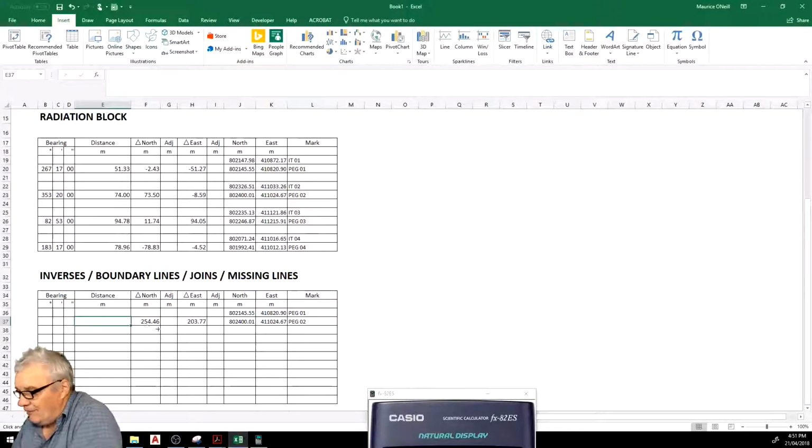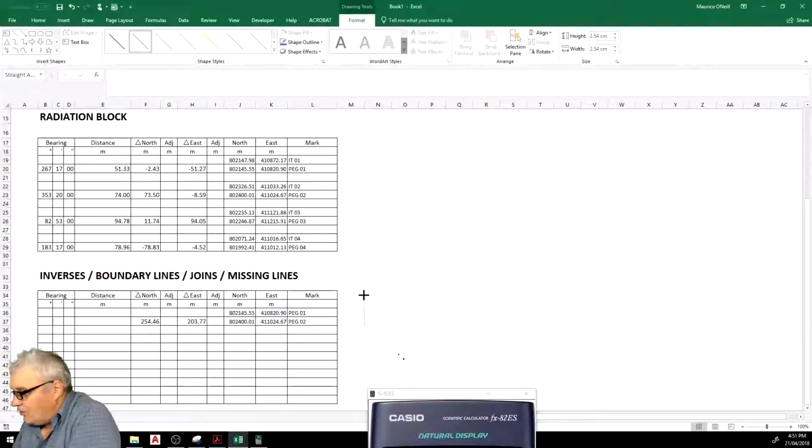I'm going to start with the northing here, and I'm going to go northing in that direction. So I'm going to go 254, north. And then I'm going to do another one, from that one, and I'm going to go east. But it's smaller, so not quite as much, so probably something like that there.